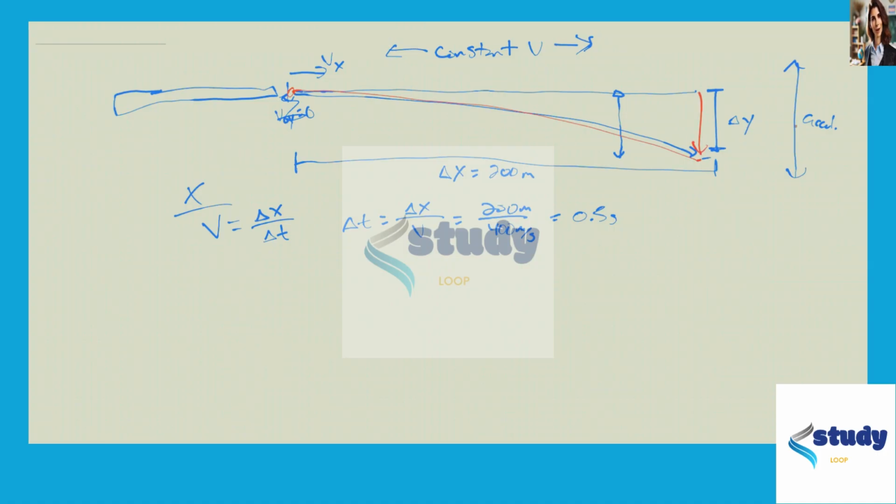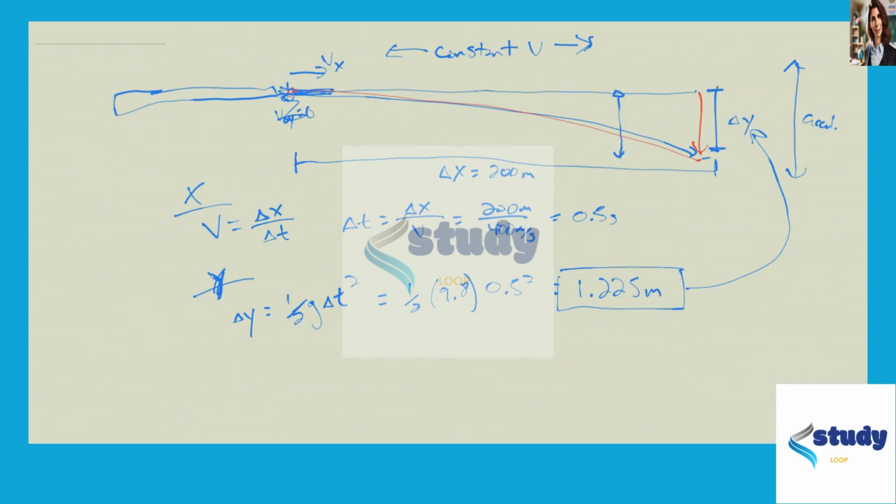So now let's take this time and use that to figure out how far it's going to fall. Okay, so we'll go to the y dimension. In the y dimension, the only equation that applies here is y equals 1/2 g delta t squared, right? Because there was no initial velocity in the y direction, this thing was shot horizontally. So I don't even have to do any algebra. It's just going to equal 1/2 times 9.8 times 0.5 squared. And if you do that, you get 1.225 meters. So 1.225 meters is how far this thing falls.